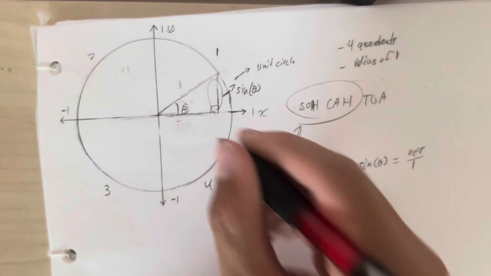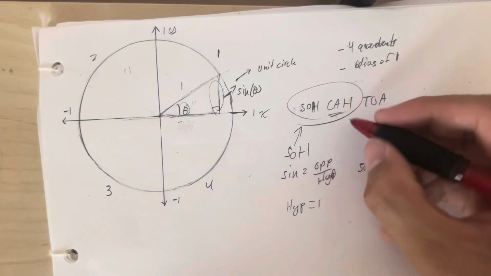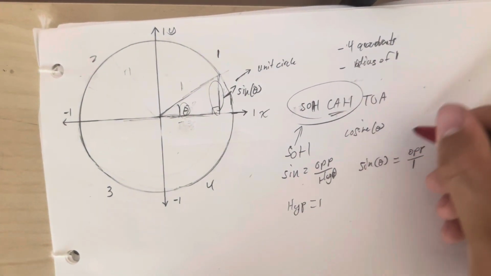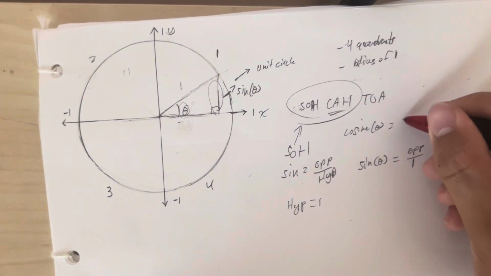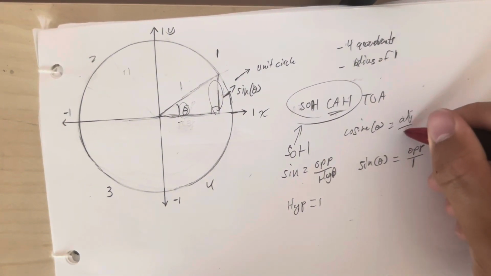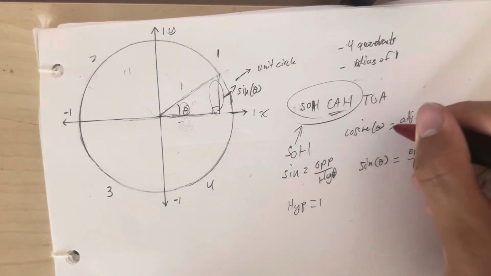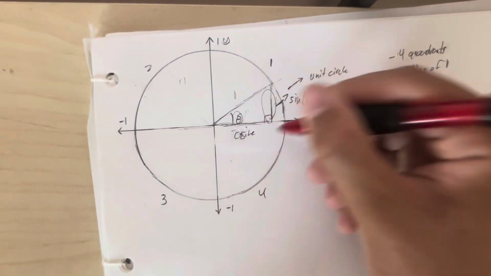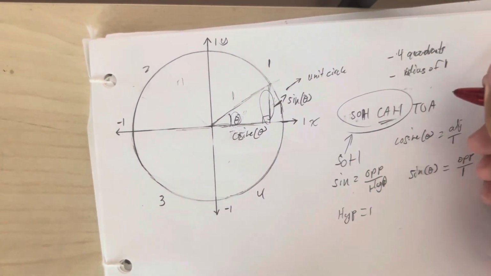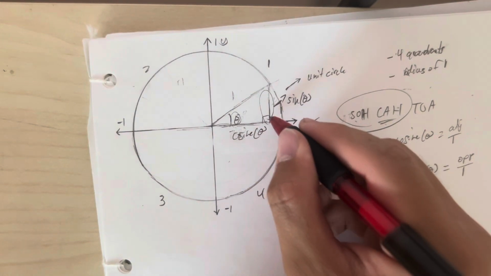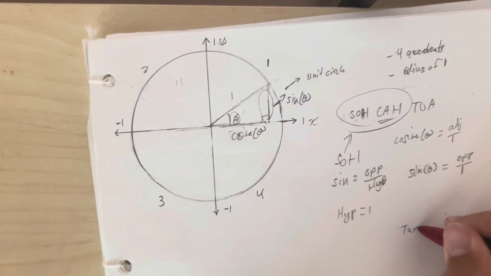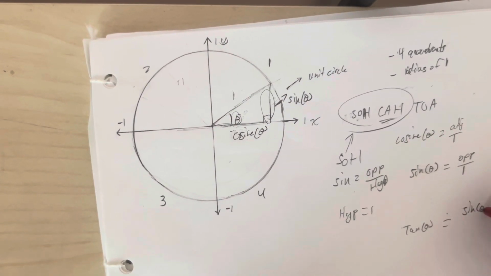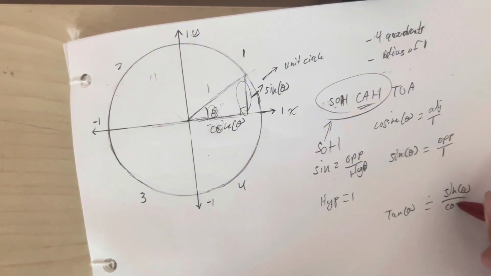And that goes the same for CAH, or cosine. Cosine of theta is equal to adjacent over hypotenuse, which is 1, so cosine would be equal to this length. And then tan, well, since tan is opposite over adjacent, tan of theta would just be sine over cosine.